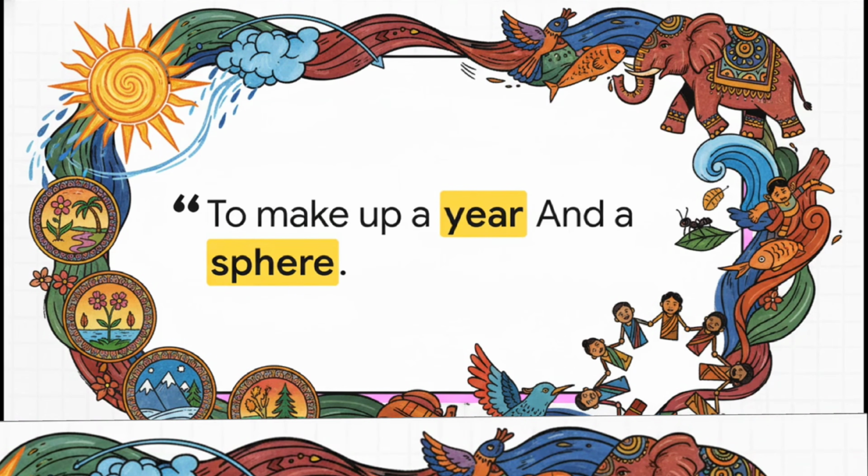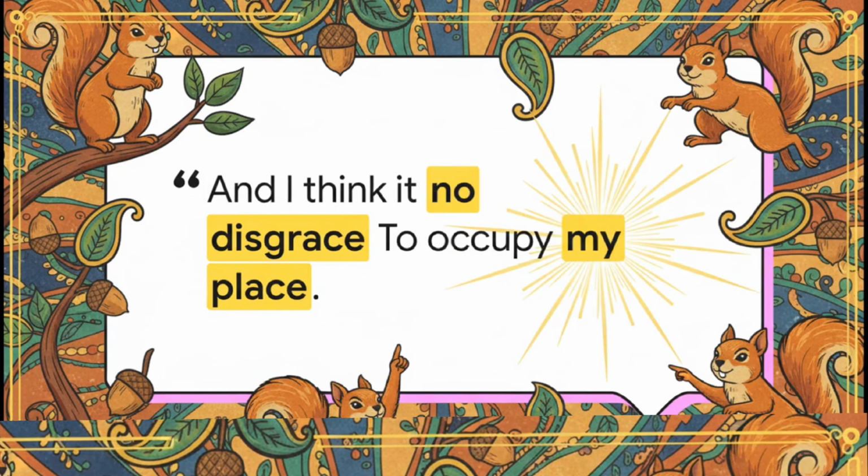Just like you need all the different types of weather and seasons to make a full year, you need all the different beings, big and small, to make up a sphere, the entire world. It's such a beautiful and logical point. And here it is. This is the emotional core of the squirrel's comeback.